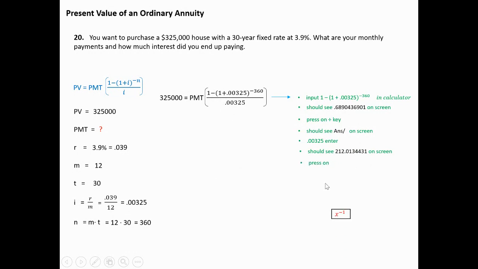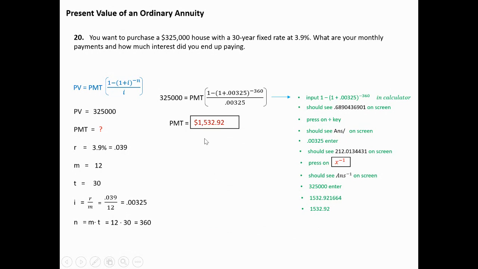Now here, you're going to press on the inverse key. The inverse key means that you're going to multiply by the inverse. By what inverse? By this inverse here. That's what you should see on your screen. Then you're going to enter the 325,000. And then this is what you see. So in other words, the payments are going to be $1,532.92.